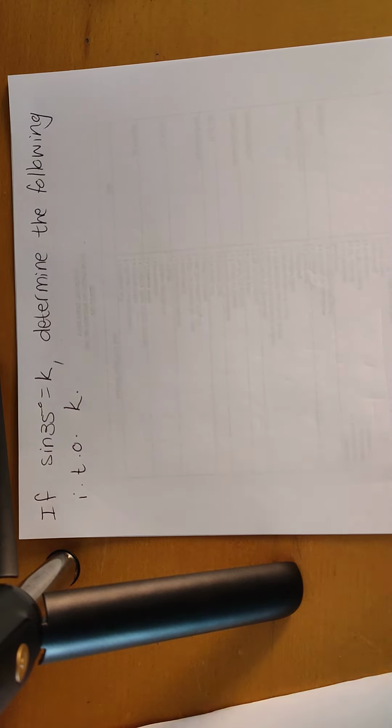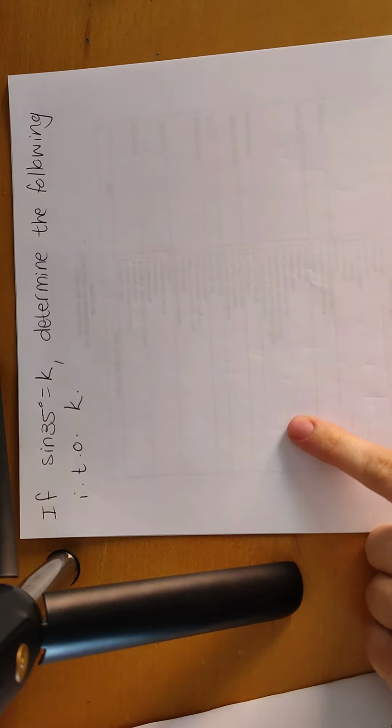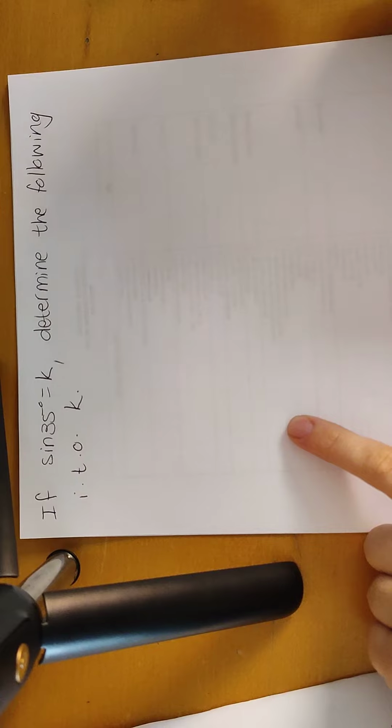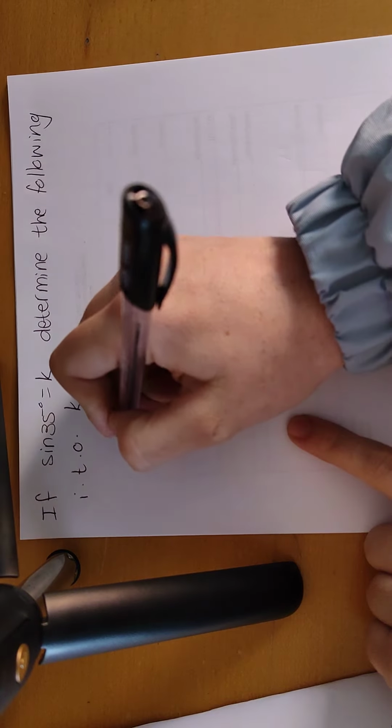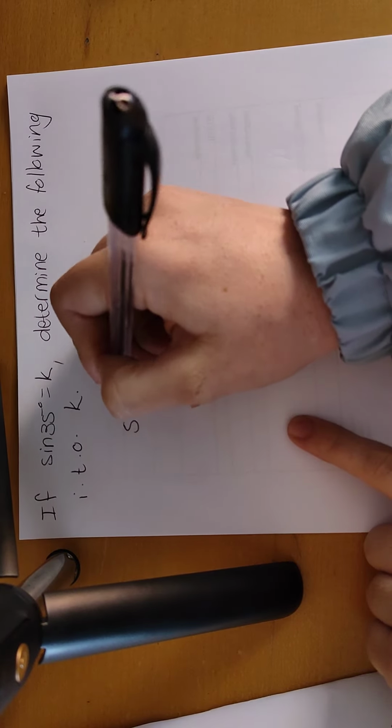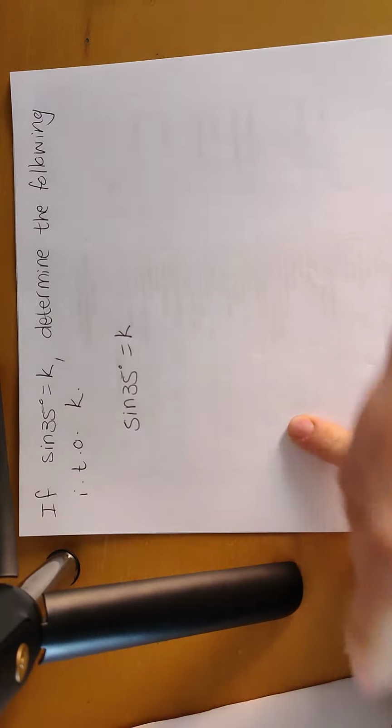Okay, next question. If sine 35 degrees is equal to k, determine the following in terms of k. We've done multiple of these. The first thing that you do if you get this question is always know that this is going to be on the Cartesian plane. So you're going to start. Sine 35 degrees is equal to k.